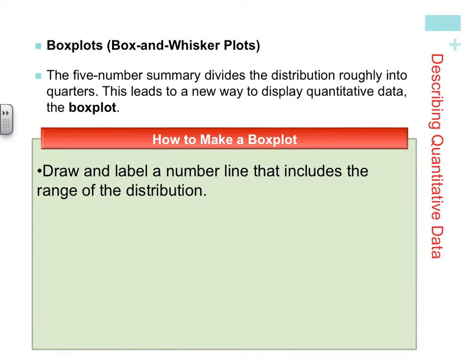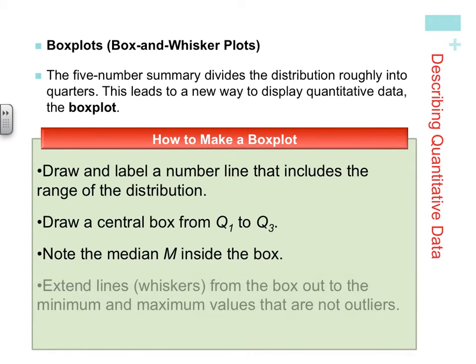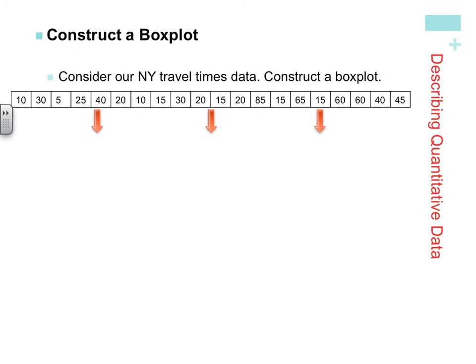So how to make a box plot. You're going to want to draw and label a number line that includes the range of the distribution. You'll draw a box from Q1 to Q3. I'll show you what that looks like in a moment. You'll note the median inside the box, usually just with a line or a mark. And then you'll extend the lines from the box out to the minimum and maximum values that are not outliers. These lines are often called whiskers. We will notate outliers, but we will notate them differently than the rest.